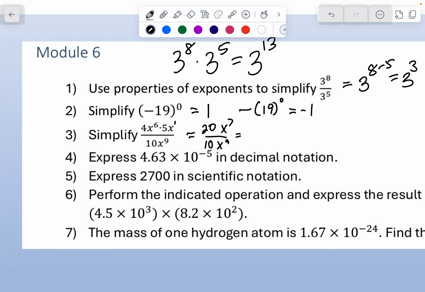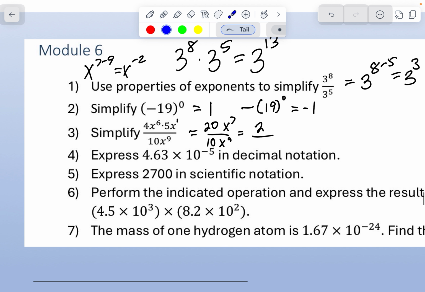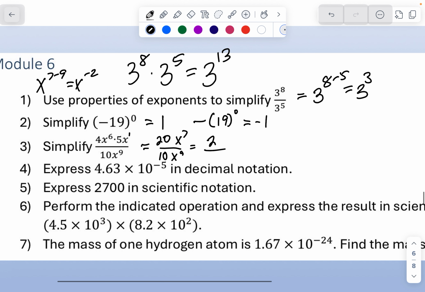The 2 is on top. 10 goes into 20 exactly 2 times. Now, if you think about the x's, you could do the rule: 7 minus 9 is an x to the negative 2. But that gets you a negative exponent, which they don't always like. So you still would have to convert it. The way I think about it, when it's showed like this real nicely, I have 2 extra x's down in the bottom. So it would be an x squared in the bottom.